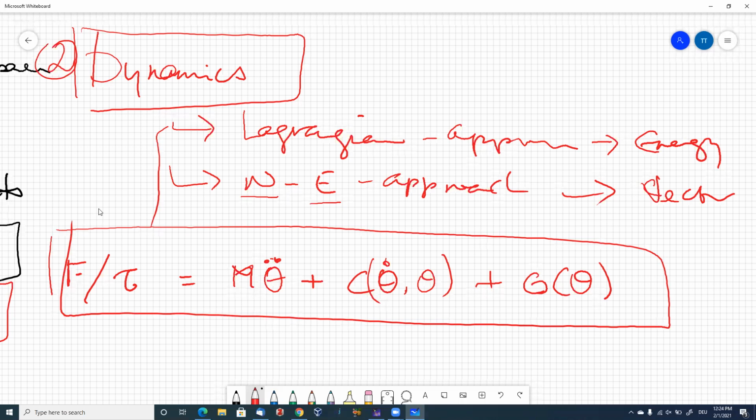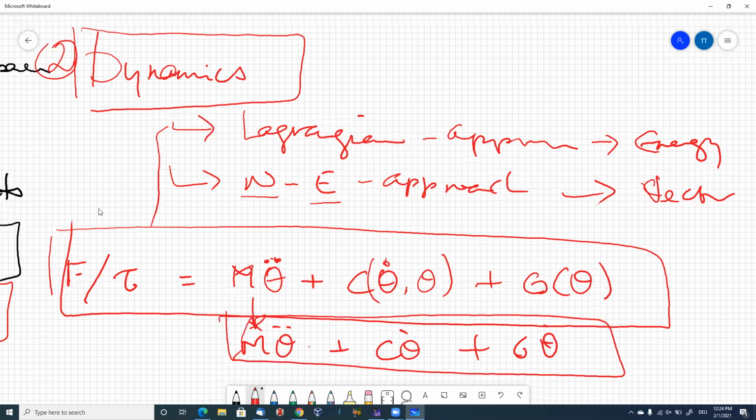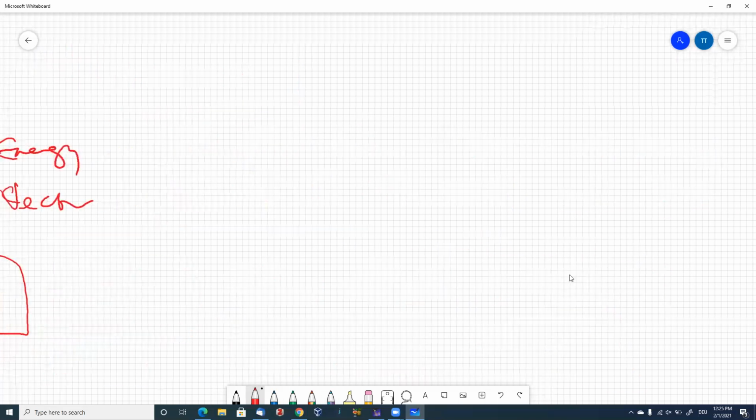So just this, we can rewrite it as M(θ)θ double dot, C(θ, θ dot), and G(θ), maybe something like that. Here we have the mass matrix. Here we have a centrifugal and Coriolis component, which is called the Coriolis effect, or damping coefficient, and so on. And also here we have gravity, which is only due to the height of the object and the mass of the rigid body. Okay, so that's what we were talking about last week.